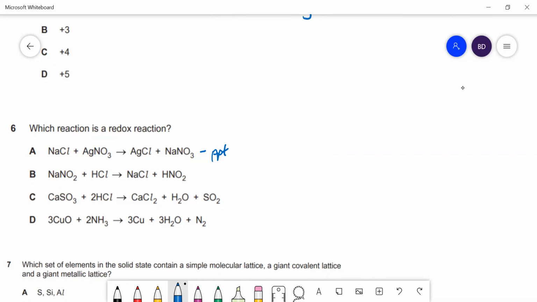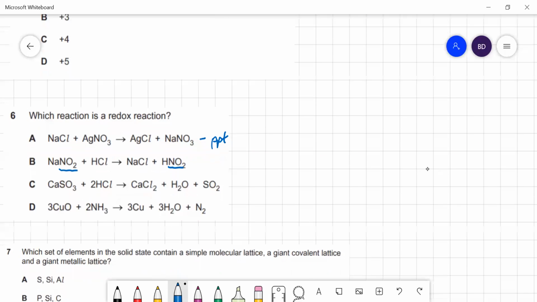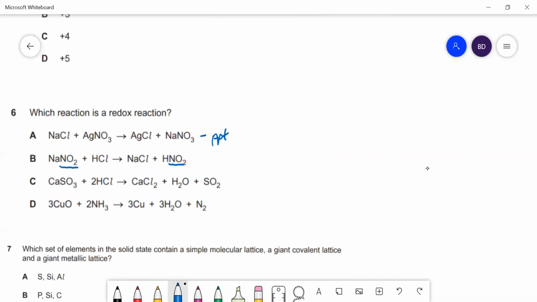B is an acid-base reaction, I think. So yeah, there's no change in oxidation numbers there. If you check everything, the nitrogen, you might think, well, still, and it's the NO2- ion there. It hasn't gained or accepted electrons. C is also an acid-base reaction. So we've got calcium sulfate. Yeah, there's no change of oxidation number there.